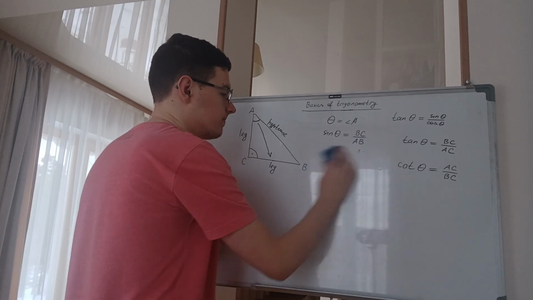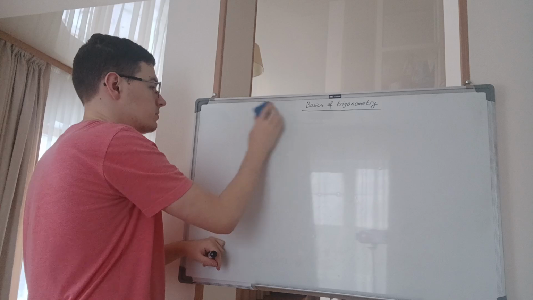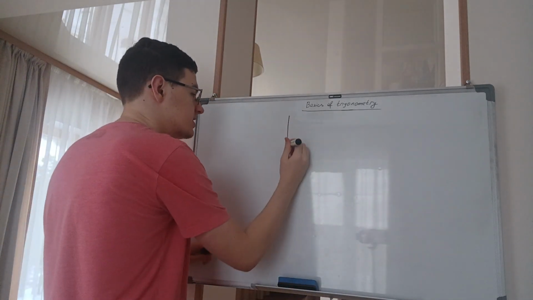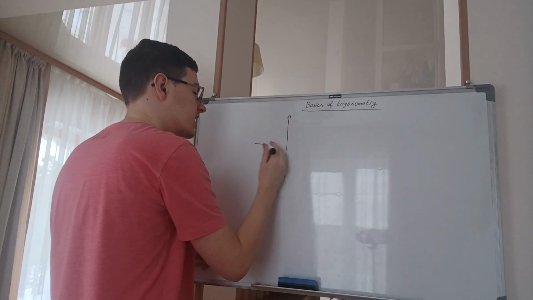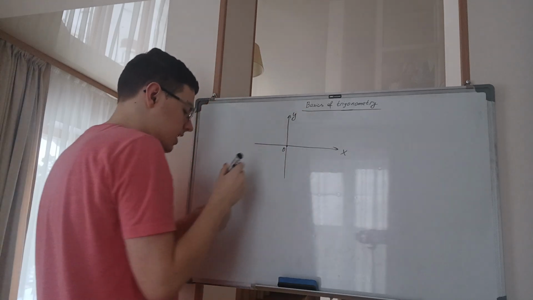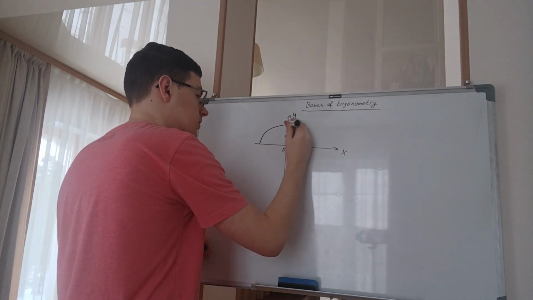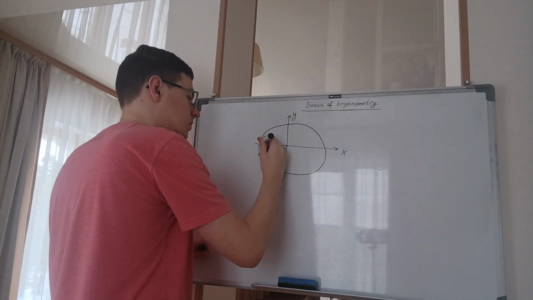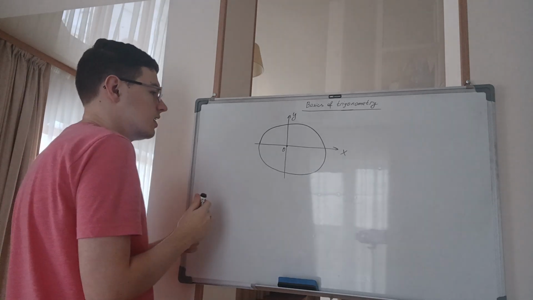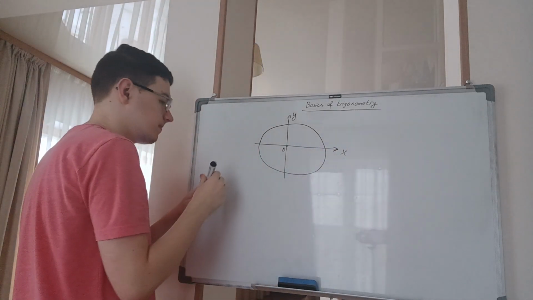So let's look at the way these functions behave. Let's consider the coordinate system x, O, y. X here, y here. And let's draw a circle with radius 1. Although it's not a perfect circle, and I'm not such a great artist, this can be a circle as well.